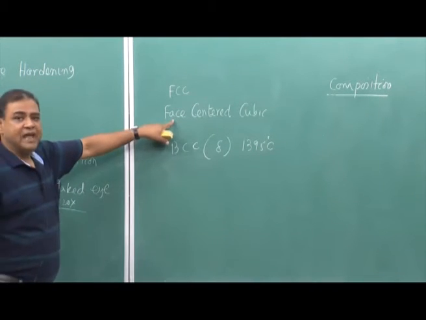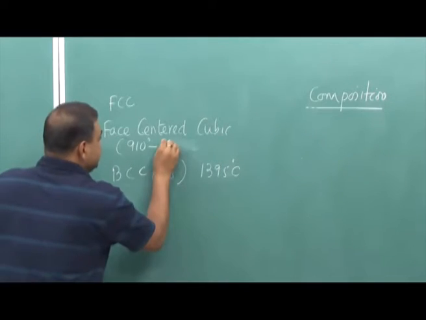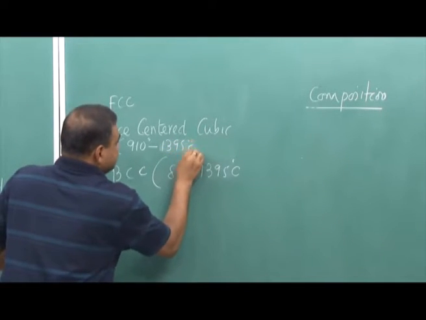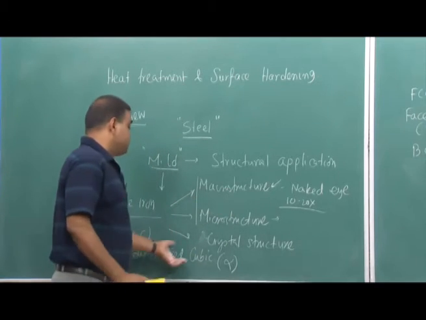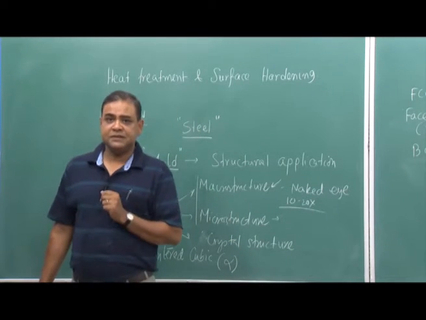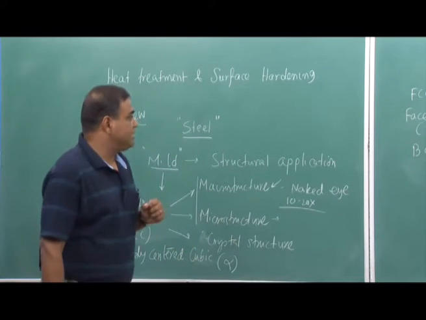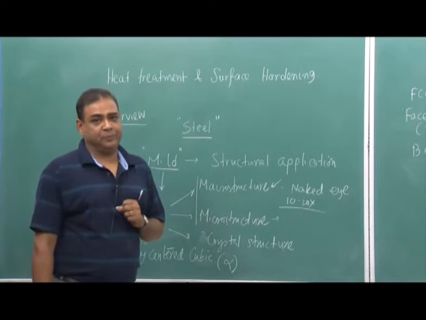And this one appears between 910 degrees Celsius and 1395 degrees Celsius, if we consider pure iron. Now, whenever we talk about these structures, we must consider that these are solid state structures, as well as that during that time we are fixing the pressure at 1 atmosphere.